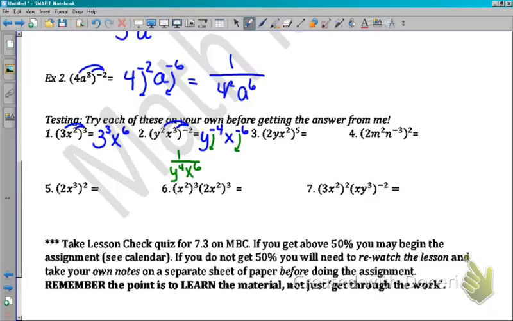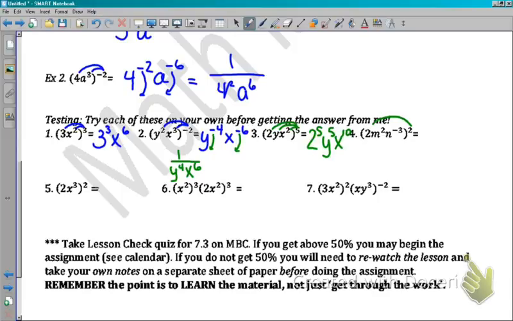Looking at the next one, I'm distributing this exponent of 5. It's going to tap the 2, it's going to tap the y, and it's going to tap the x squared. So I'm going to write 2 to the 5th, then I'll write y to the 5th, and I'll write x to the 2 times 5, which is 10.